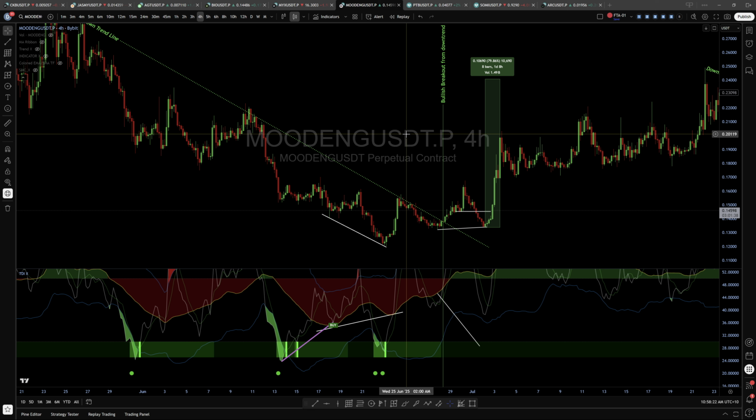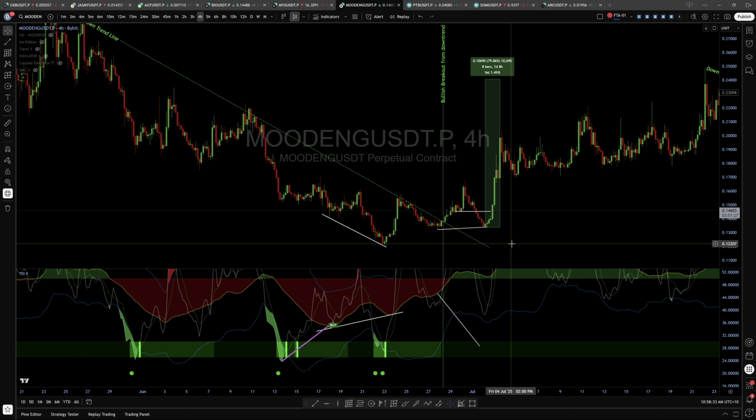And so I think I've showed everything in this: the different types of divergences, including the hidden divergences, and how you can use trend lines to help you get a good entry. How, when you find the divergence on a higher time frame, you want to go down to the lower time frame.